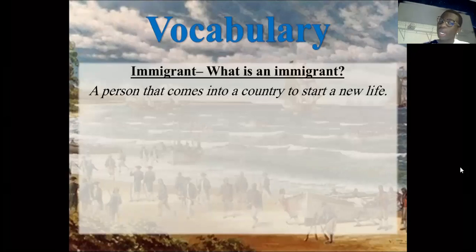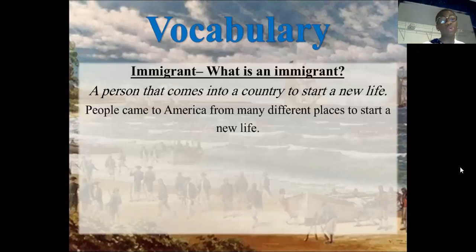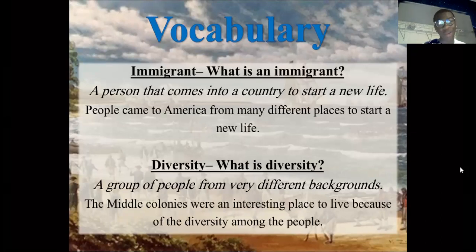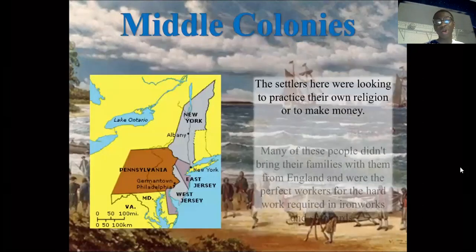Immigrant. What is an immigrant? A person that comes into a country to start a new life. People came to America from many different places to start a new life. Diversity. What is diversity? A group of people from very different backgrounds. The middle colonies were an interesting place to live because of the diversity among people. Let's find out about our middle colonies.